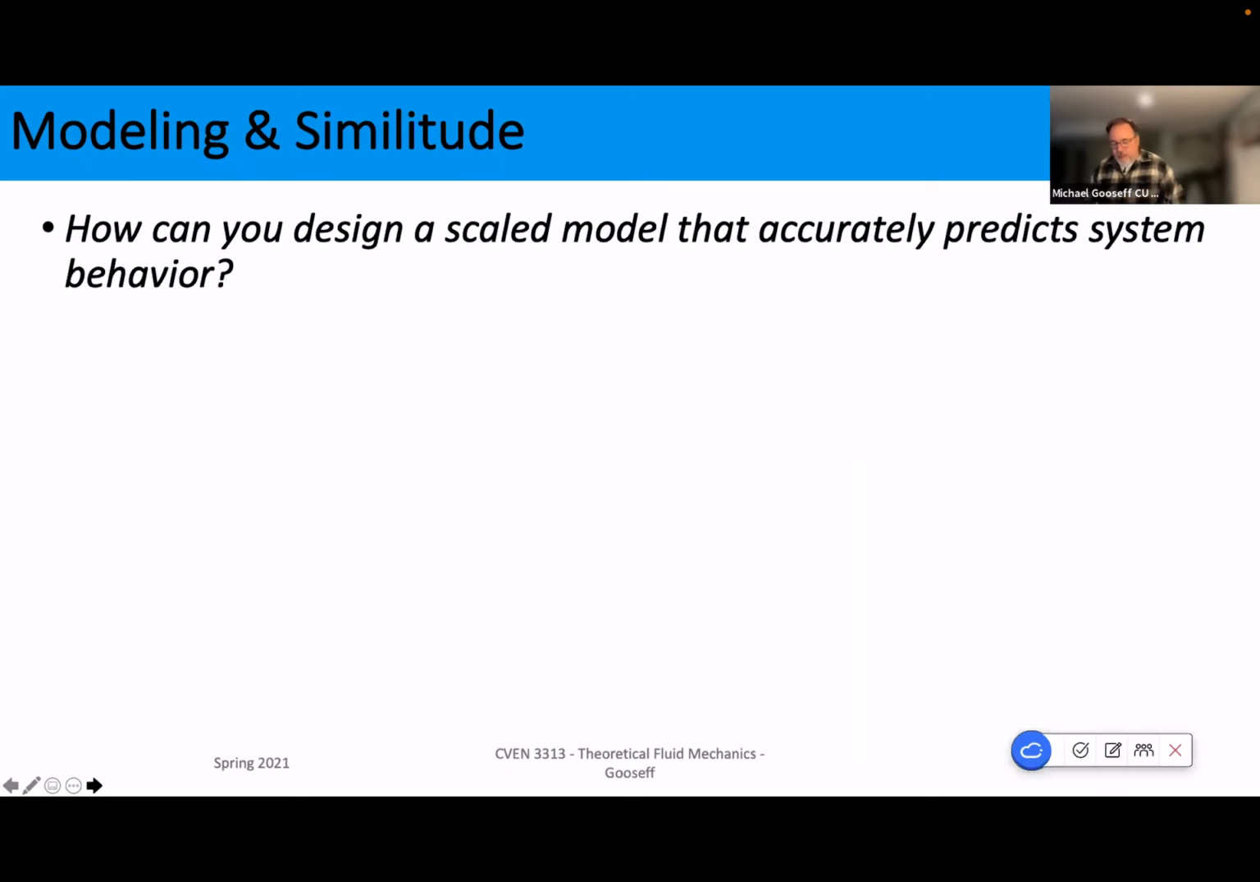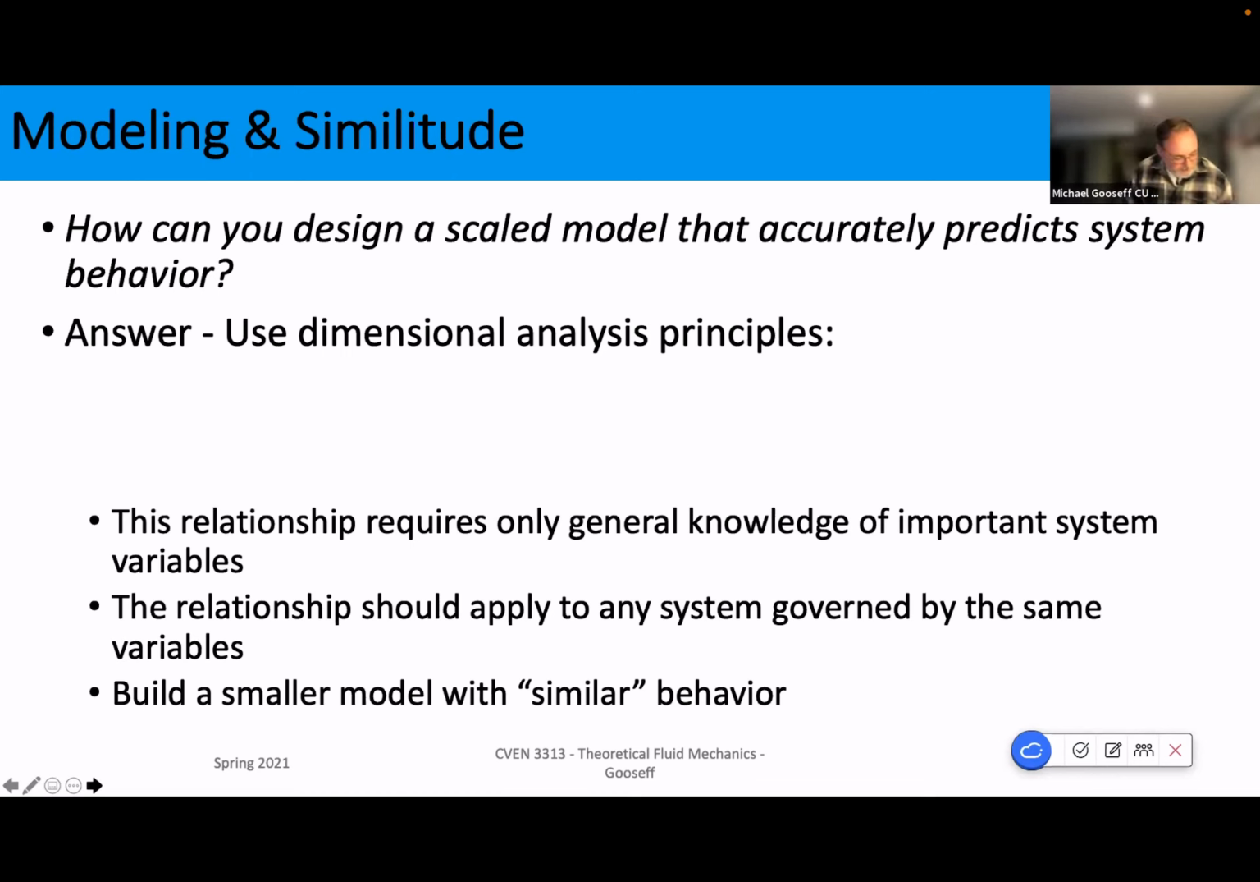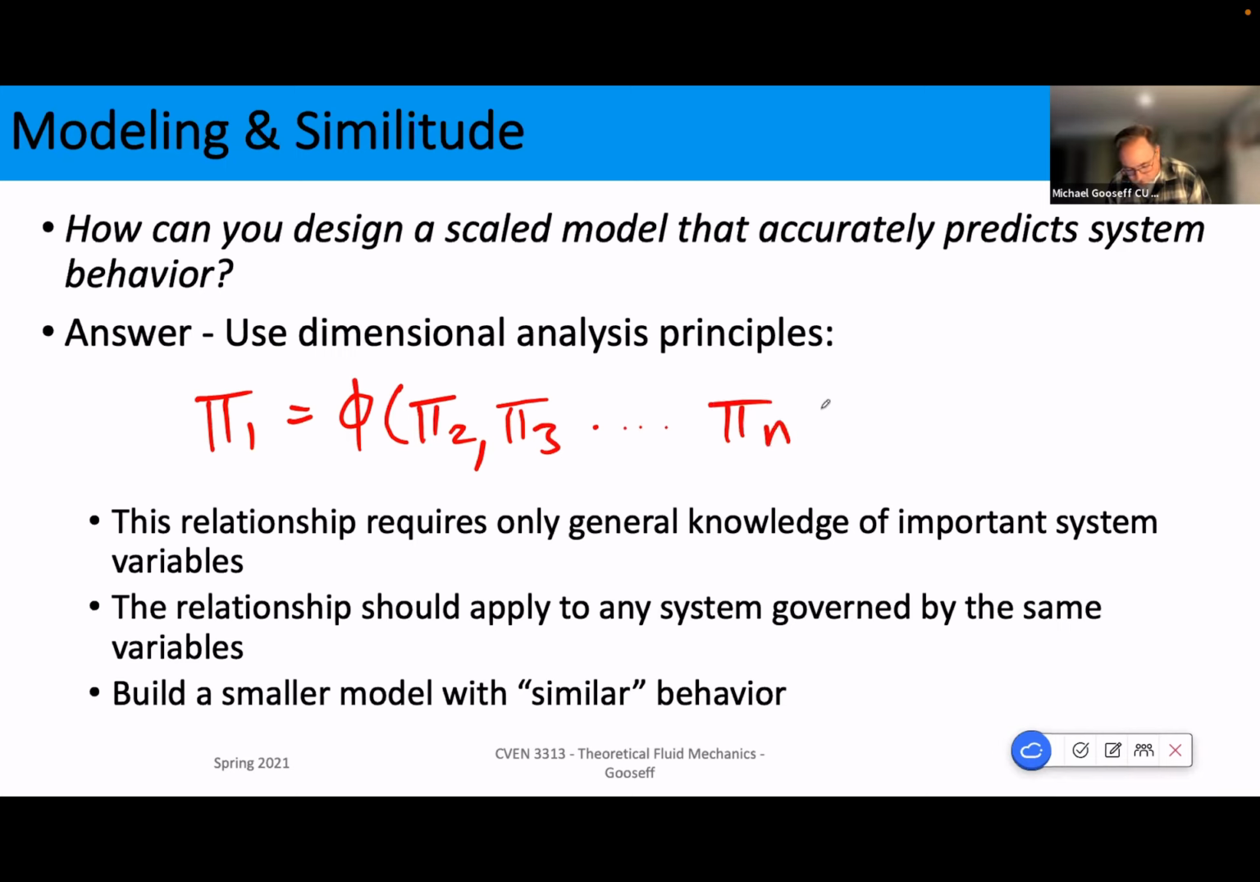So how can you design a scaled model that accurately predicts the system behavior? Well, ultimately, what we're trying to use are these scaled models. The answer is to use dimensional analysis principles, where ultimately we are going to be looking at a specific relationship, where we would say that pi 1 is equal to some phi of pi 2, pi 3, etc., all the way to some pi n, right, for a given system.